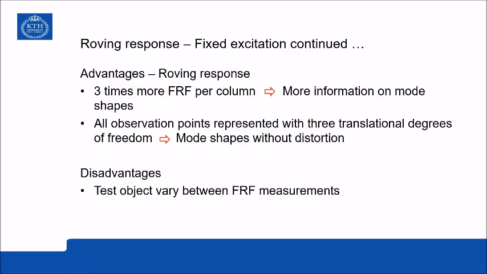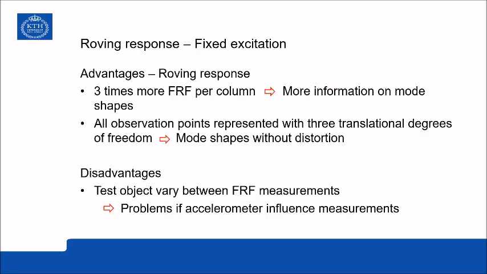So, what about the disadvantages then of this roving response fixed excitation technique? Well, the disadvantage is that the test object varies between the frequency response function measurements. If the accelerometer is of low mass compared to the test object, then it doesn't matter. The influence on the measurement results will be negligible. But if we have a lightweight structure, test object, then this can be important.